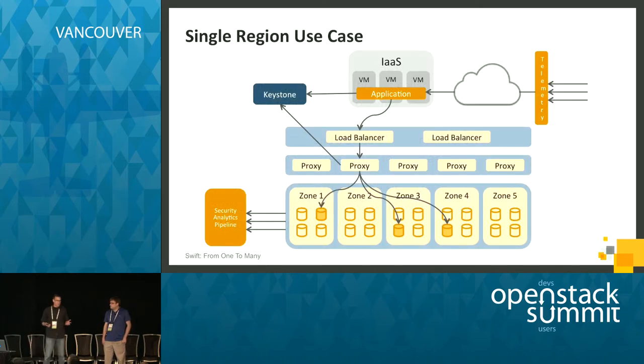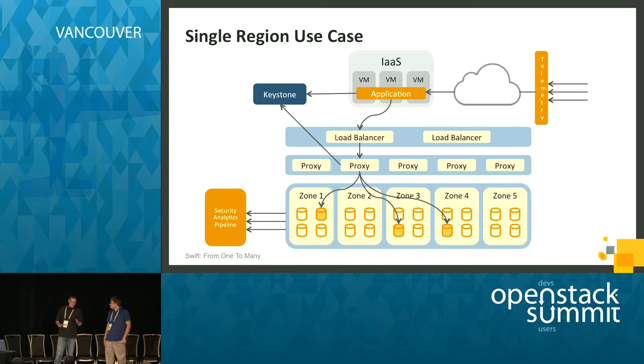So if we take a typical single region use case for one of our customers, we can say we have an endpoint protection product. It's a hosted application receiving telemetry data from the public net. All this data comes in, we collect data from 175 million endpoints within Symantec. Telemetry data comes into the application running in our infrastructure as a service, the applications running on the customer VMs.